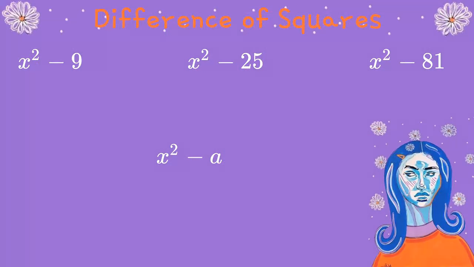Now, we're going to factor these. These are called difference of squares quadratics. And here is why they are called difference of squares. Difference means subtract. Squares, because x is squared.